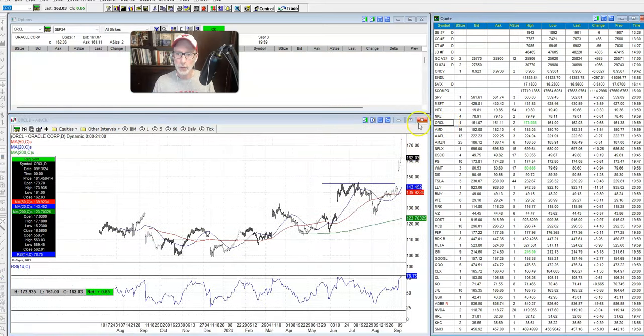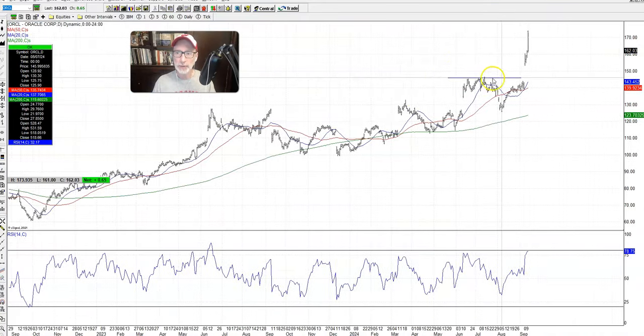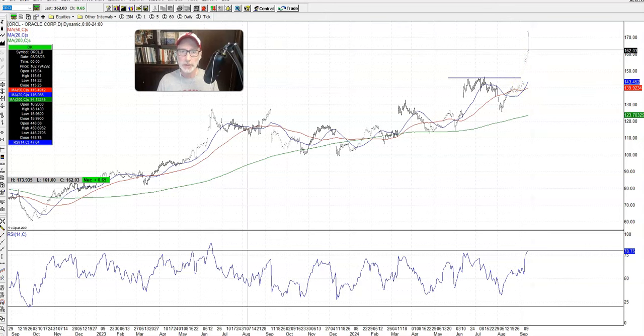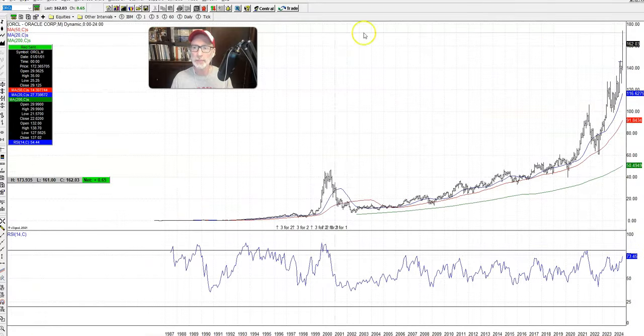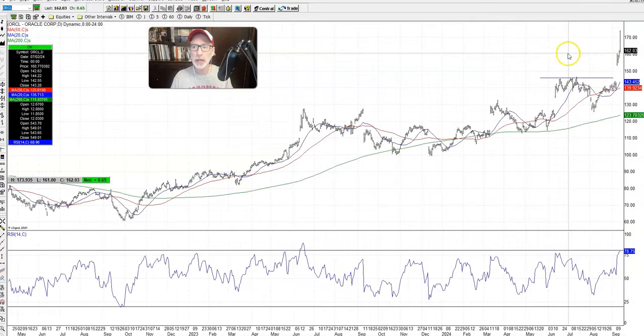Let's see what other stocks are in the list here. Oracle, I had the resistance line here in Oracle. It had its earnings, I believe, because look at the power move higher. It was the earnings. This is an all-time high, I think, for Oracle. Let's take another look here. Yeah, look at that. Oracle, great company.